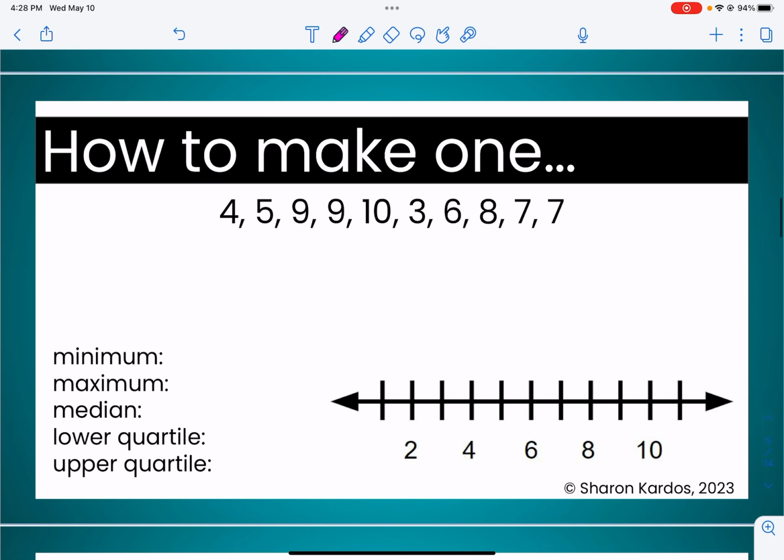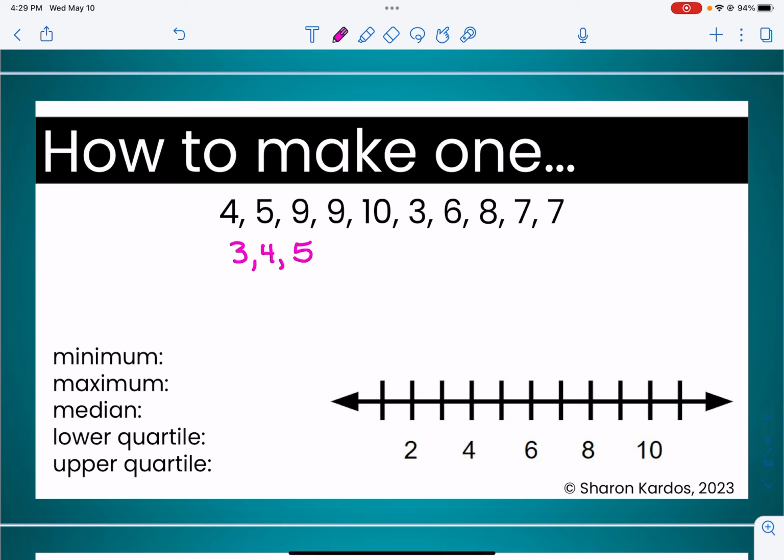So in order to understand one, let's try making one. So I have this set of data here. And whenever I want to make a box and whisker plot, the first thing I need to do is put my data in order from least to greatest. So I'm going to go ahead and rewrite my numbers in order from least to greatest. If you want to pause the video and do that on your own and then come back.